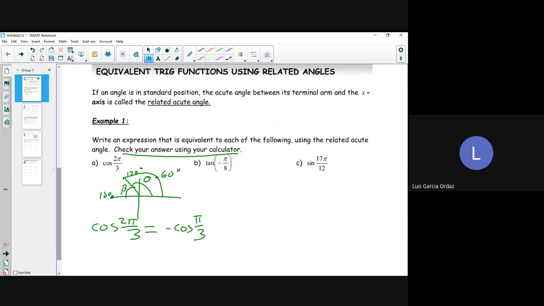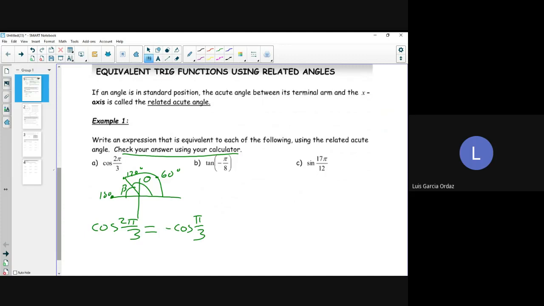Does it have to be the same thing? Now you're getting into the correlated acute angle part. So that's what we're going to talk about after. Wait, what? Like cosine to sine? For this one it's wrong. Yeah.